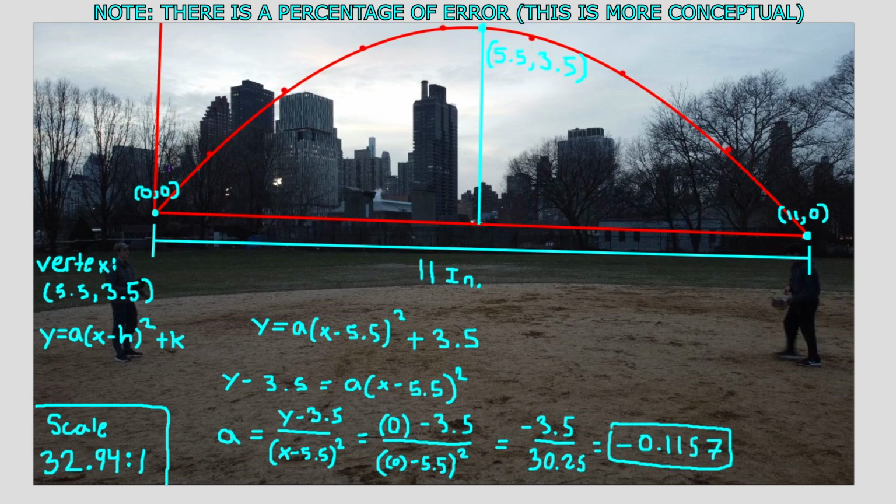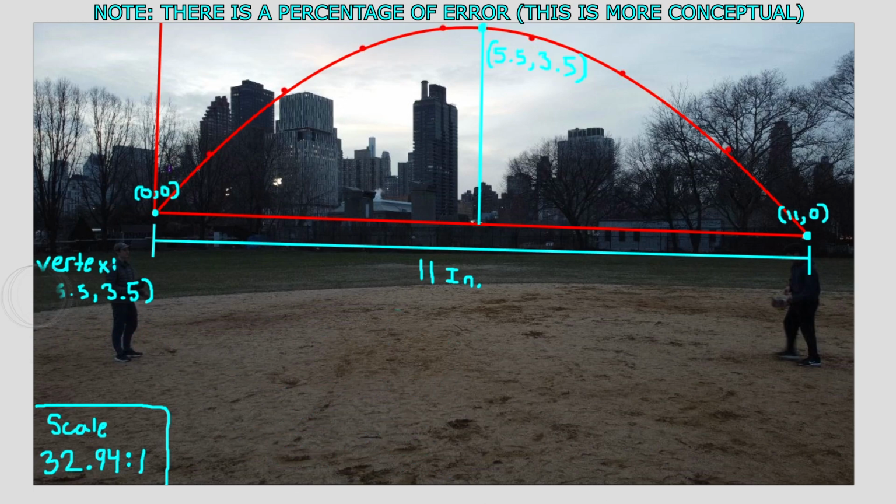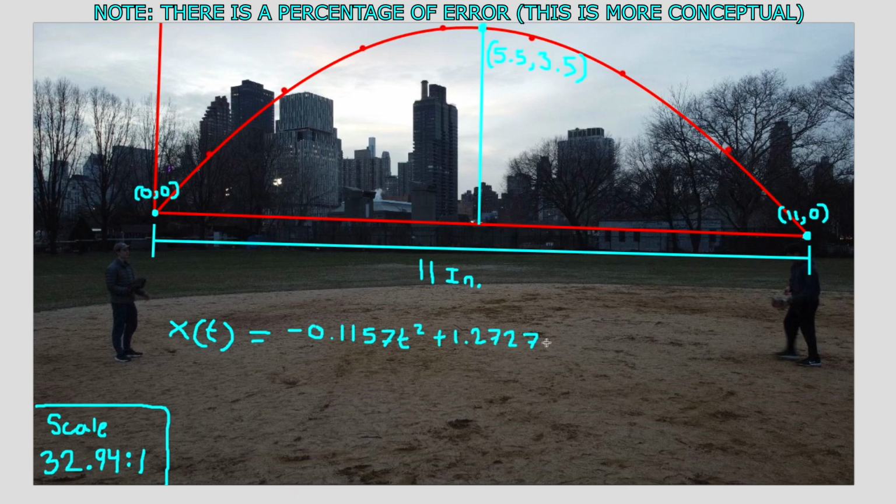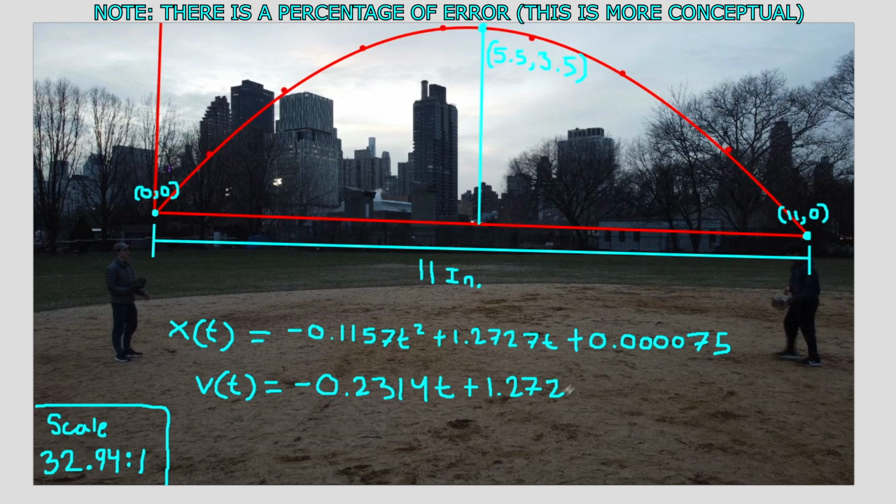Now that we used the vertex form to find the actual equation of the parabola, let's expand this into standard form. This will make it simpler for differentiation. This is where the fun begins. Using the power rule, you can find the derivative of the position graph. This will give you the velocity graph with respect to time. If you find the derivative of this graph again, it will give you the acceleration graph with respect to time.